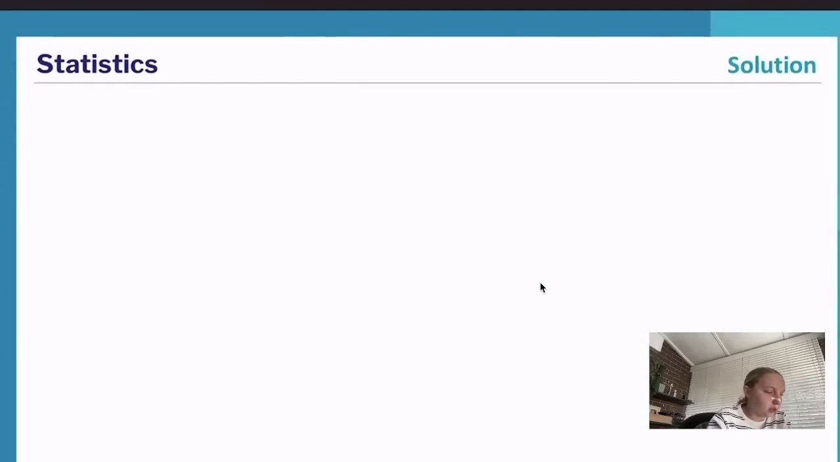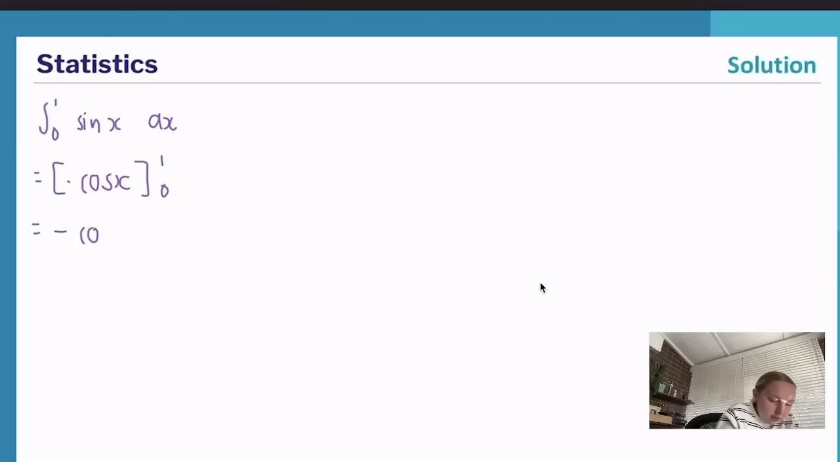Okay, so what we want to do is find the area under that curve between 1 and 0. Just like we just did for k, doing the same thing just for 1. So if we integrate that, same integration, negative cos x between 1 and 0. We're going to get negative cos of 1 plus 1, because we already just talked about before how cos of 0 is equal to 1.